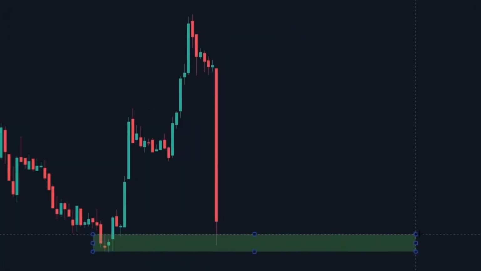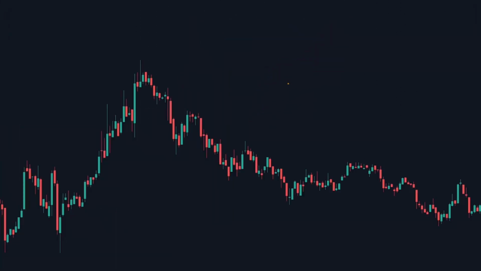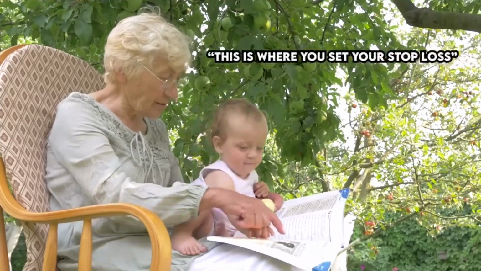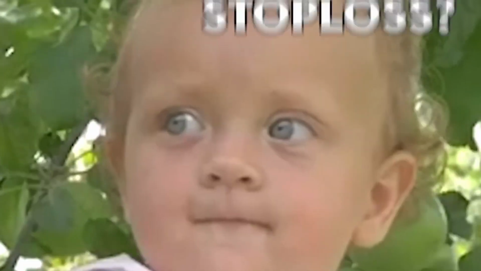I'm going to be showing you how to draw zones correctly, what to look for, how to enter, how to exit, and of course I'm going to give you some secrets on how I improve the performance of my supply and demand zone. Basically a full in-depth guide on supply and demand absolutely for free.